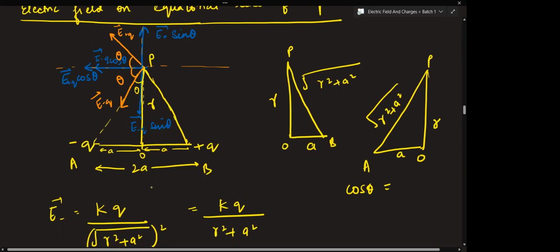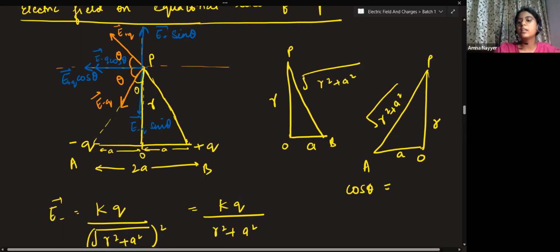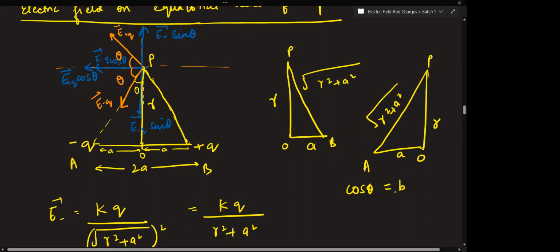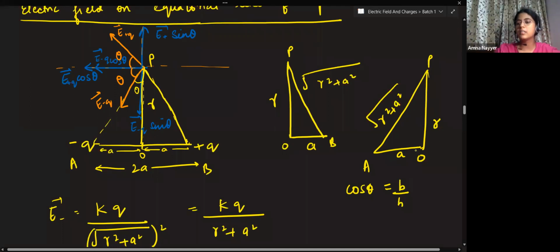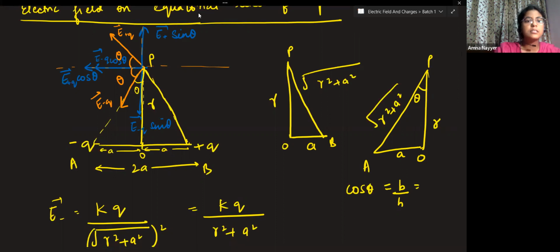A by root of r square plus a square. See, how do we write cos theta? Adjacent by hypotenuse. Yes, it is given by whatever is the base divided by the hypotenuse. So if this is your theta, you can write the base as, you can directly even write it down.